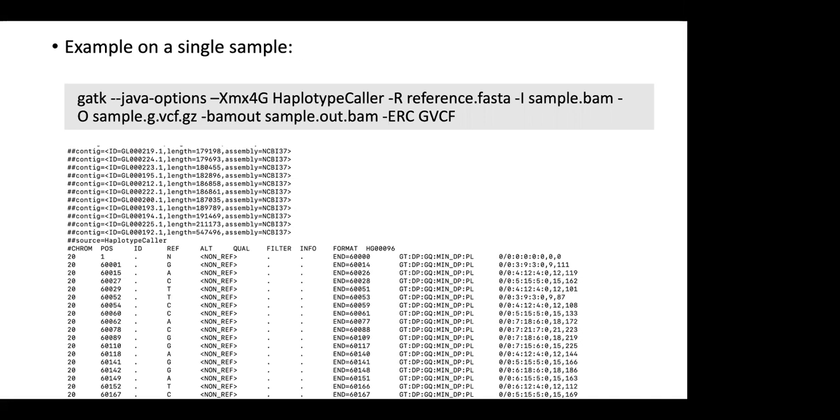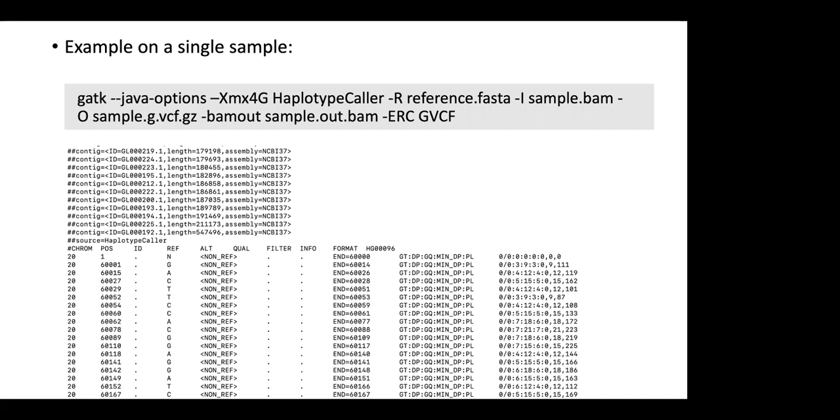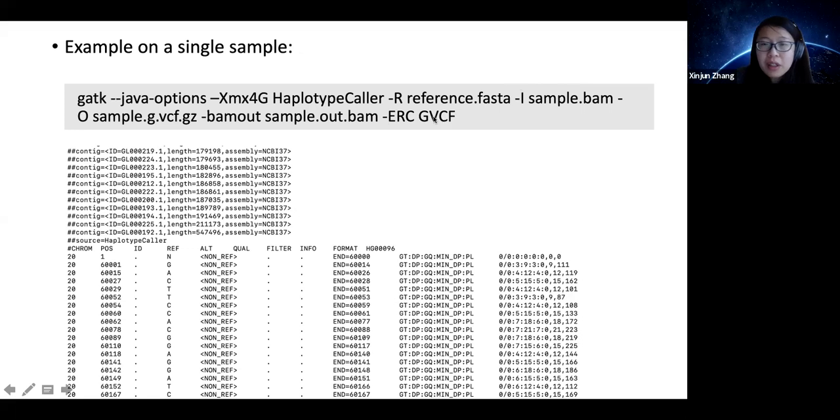I have a question. Why do you give the -O as well as the -ERC GVCF? I thought one of them is enough to give the output, right? Yeah, you mean here? Yeah, so one of them is enough.